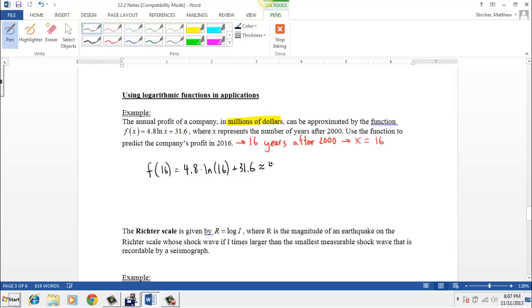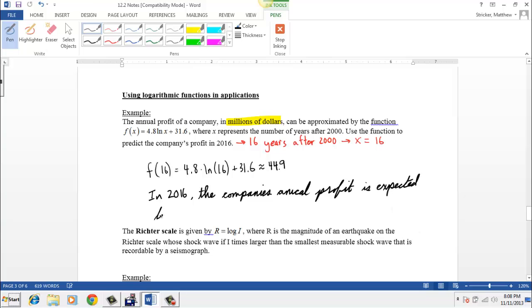So this is 44.9. So we could say in 2016, the company's annual profit is expected to be 44.9 million.